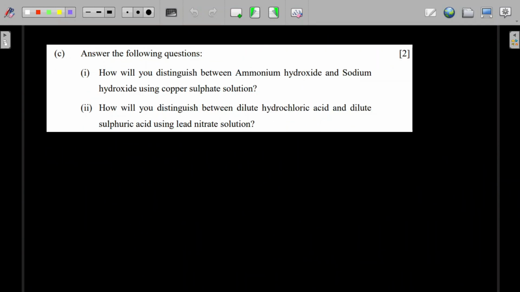Okay. Again, answer the following questions. How will you distinguish between ammonium hydroxide and sodium hydroxide using copper sulfate? This time they have given it to you already. So I think we have discussed this in the first case itself, right? With ammonium hydroxide, you will get pale blue PPT, in excess inky blue solution. With NaOH, pale blue PPT, insoluble in excess of NaOH. Okay. This question I gave you during the exam and also explained it here.